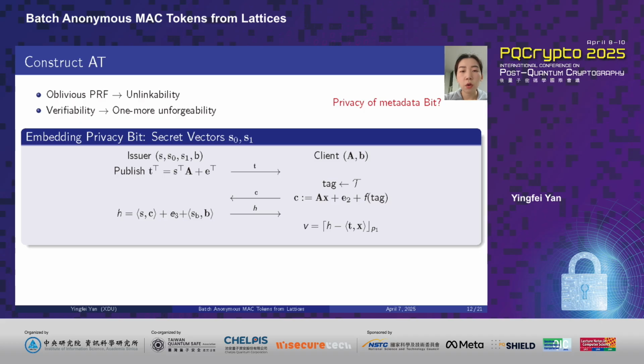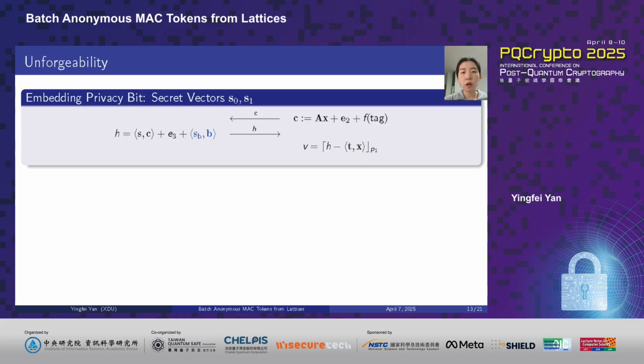Third, embedding the private metadata bit. The issuer computes H as the inner product of S and C, plus the noise term E3, and our key innovation, S_b times b, where b is the metadata bit 1 or 0, and S_b is chosen based on the secret bit b. At last, the token finalization. The client derives the token using T and x. The correctness again hinges on the relationship that V is close to S F(tag) plus S_b b. The PRF term S F(tag) ensures authenticity, and the metadata term S_b b is securely masked by the LWE assumption.